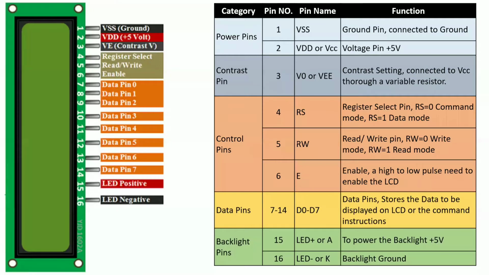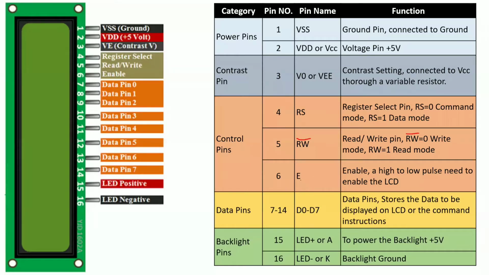Whenever you make RW bar equal to 0, we can enter into the write mode. That means we can write the data into the 16x2 LCD. And whenever R/W bar is equal to 1, that means we are reading the data from the LCD, that means commands from the LCD.